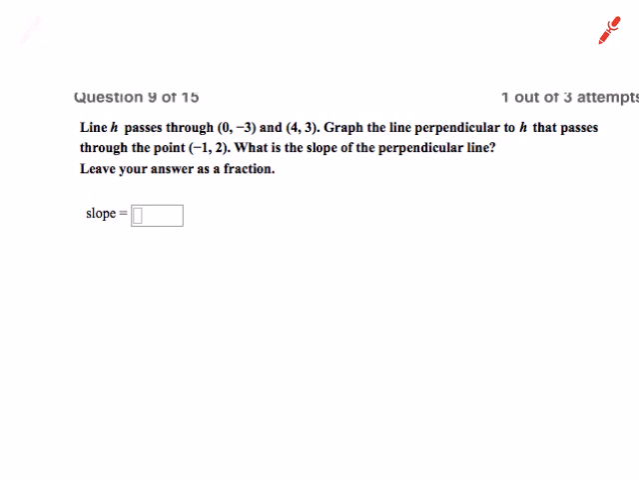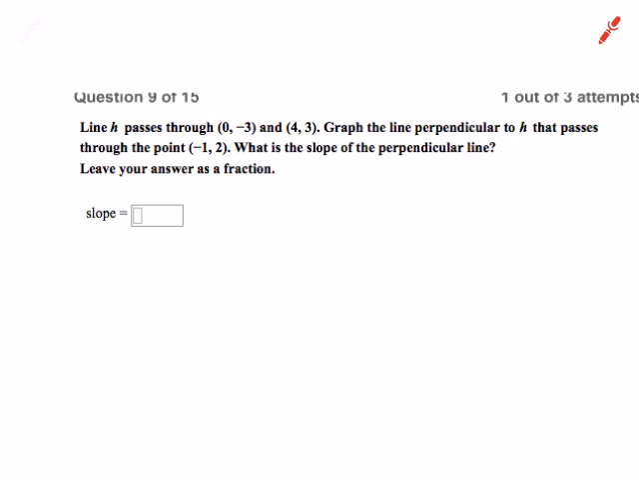Hi again, Yvonne. This question asks a lot, but it only appears to need slope. So I'm going to tell you how to do the whole entire question, but you might only need the slope of the perpendicular line, in which case you don't have to listen beyond that. But I'm going to do the whole thing just in case you need it all.